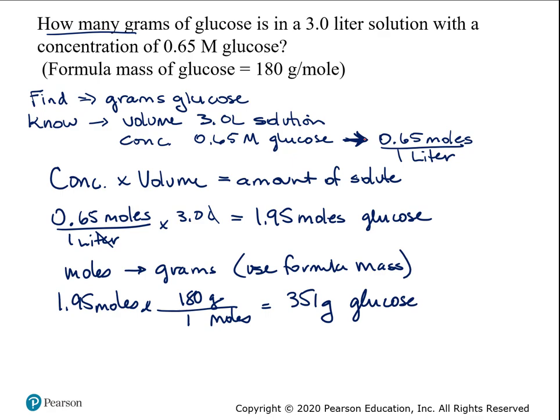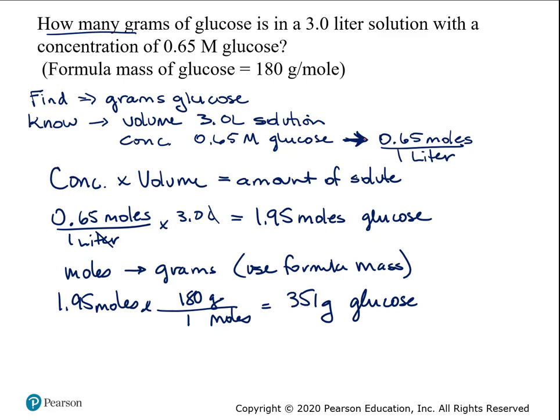The second step then is just convert moles to grams. And the formula mass is already given to you. So I would just take 1.95 moles of glucose times, moles goes on the bottom, grams goes on the top, 180 with grams, moles gets the 1. That would equal 351 grams of glucose.